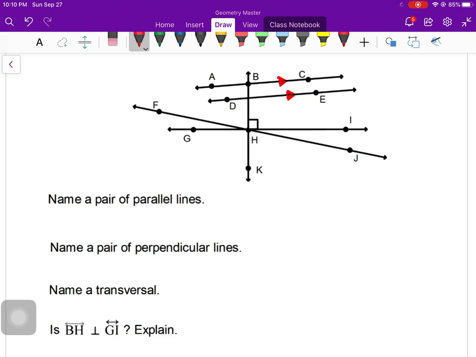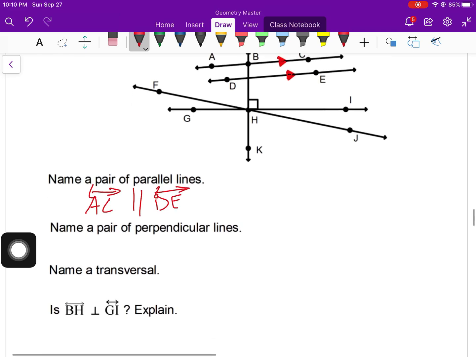I've got these red arrows here that tell me that those lines are parallel, so I could say line AC is parallel to line DE. Okay, I could have named line AC differently, but it's still that same line. So those two lines are parallel.